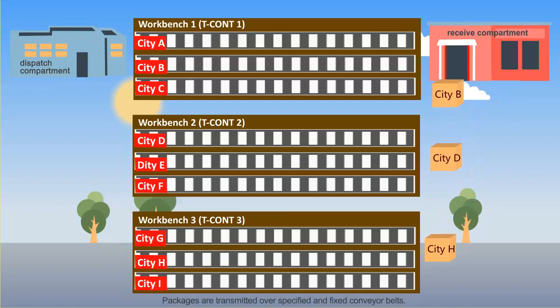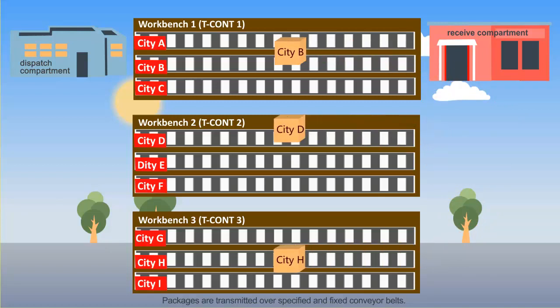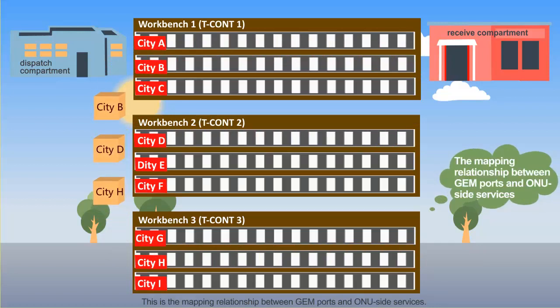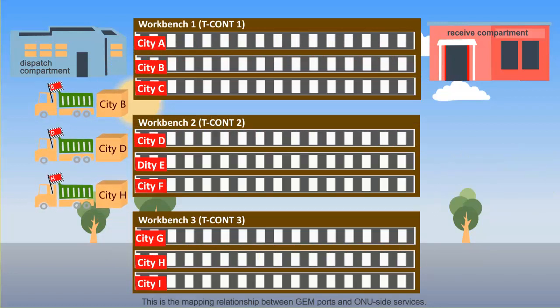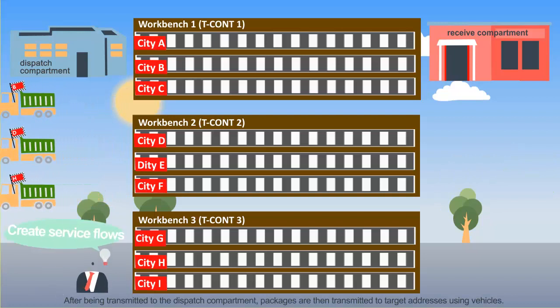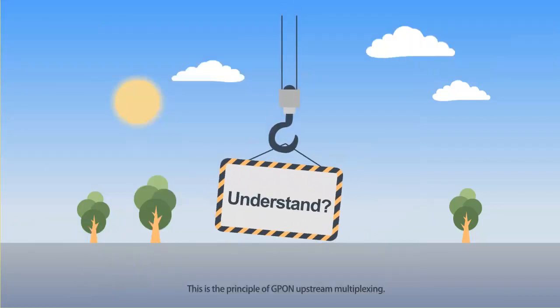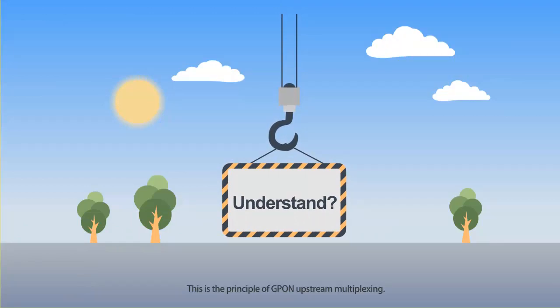Packages are transmitted over specified and fixed conveyor belts. This is the mapping relationship between GEM ports and ONU site services. After being transmitted to the dispatch compartment, packages are then transmitted to target addresses using vehicles. This is the principle of GPON upstream multiplexing.